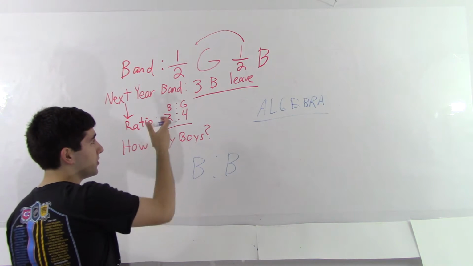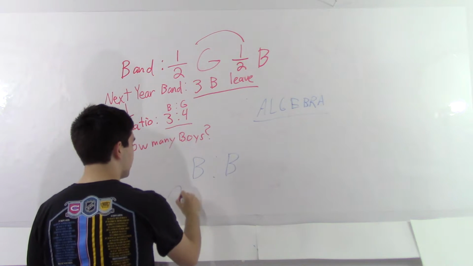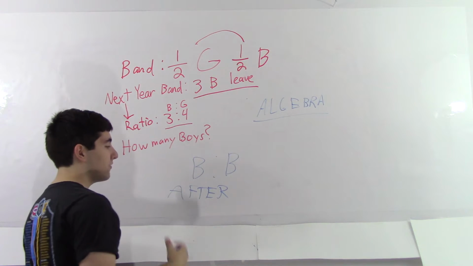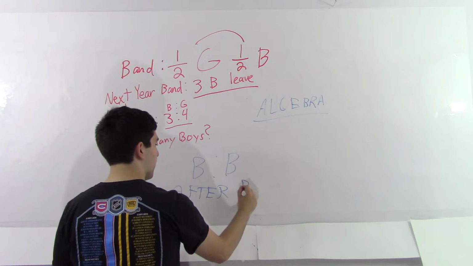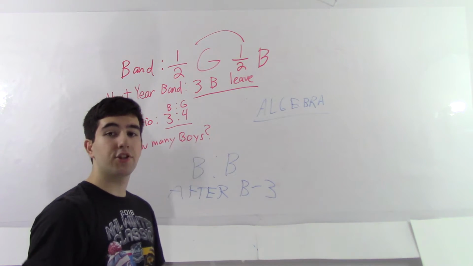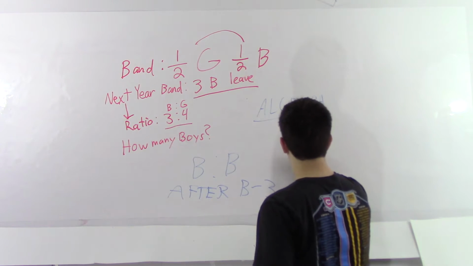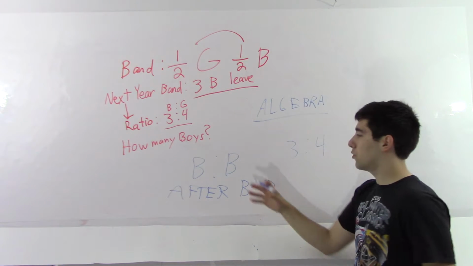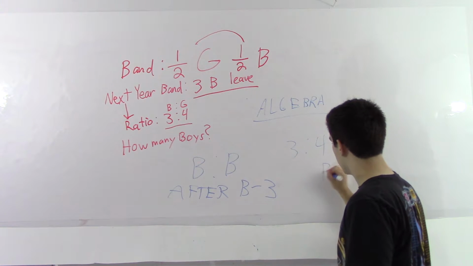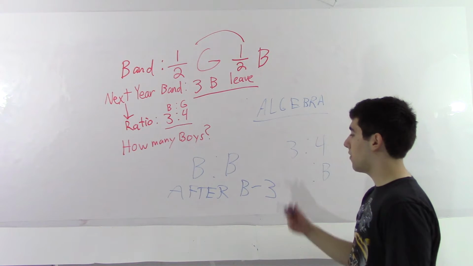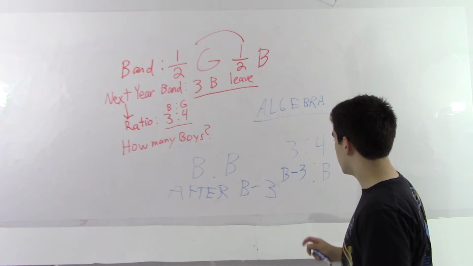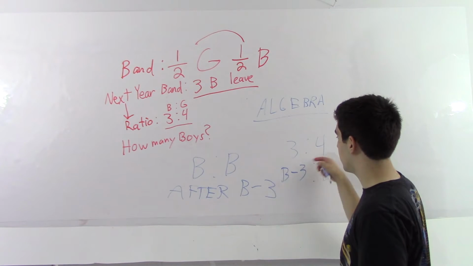The next year the band is losing 3 boys. So we know that after the next year, the amount of boys is going to be reduced by 3, and that the ratio of boys to girls has to be 3 to 4. So the original number of girls is still b. That's not changing, so we're going to put this here. The number of boys is changing, so we're going to put this here. b minus 3 to b has to be the ratio of 3 to 4.